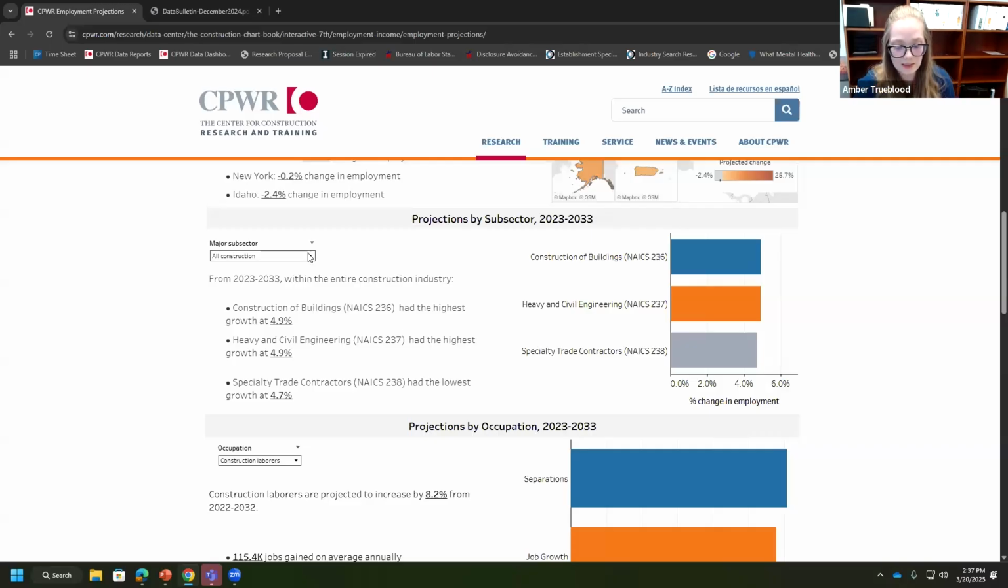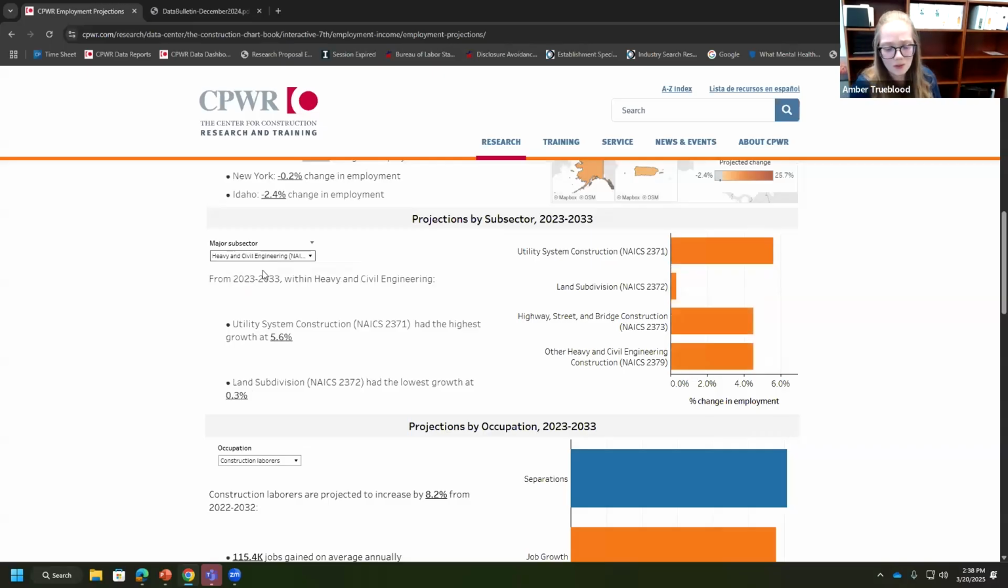However, once we start examining detailed subsectors, we see there are differences in the expected employment changes. So let's go ahead and jump to heavy and civil engineering and see what's going on with our employment there. Looking at our more detailed subsectors, we see there are actual, pretty significant differences, with utility system construction having the highest growth at 5.6% and land subdivision having the smallest growth at 0.3%.